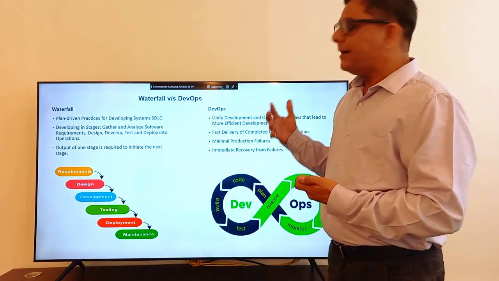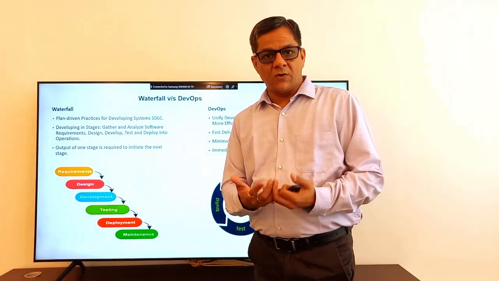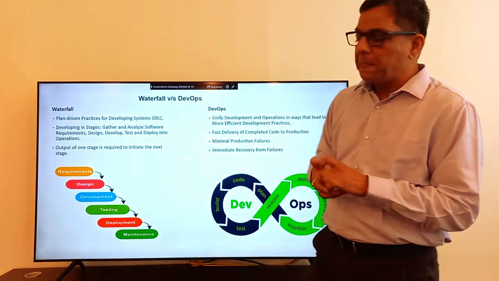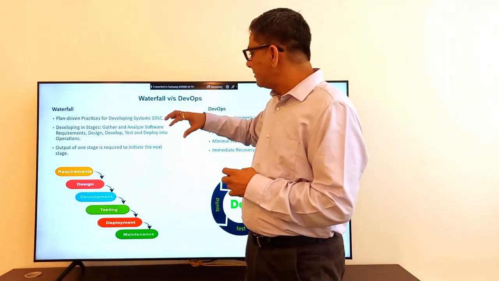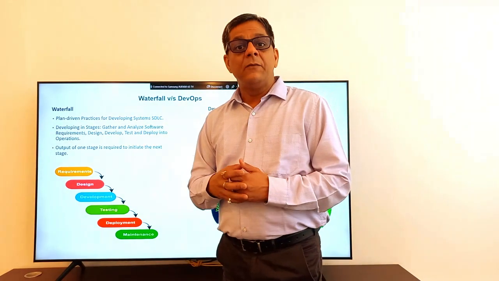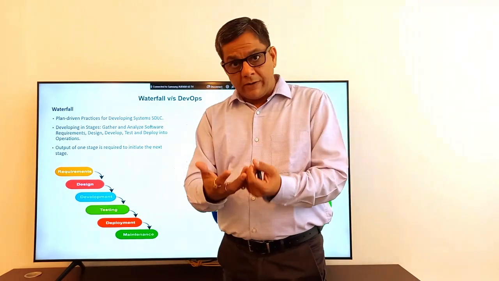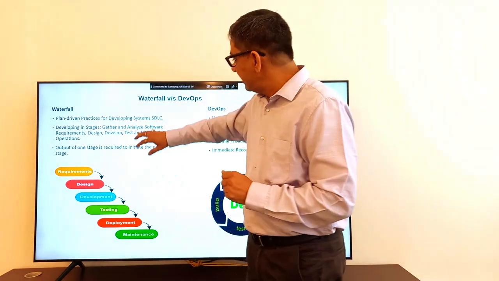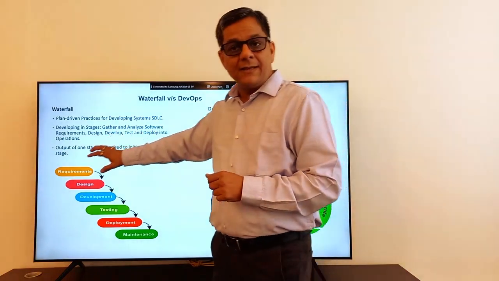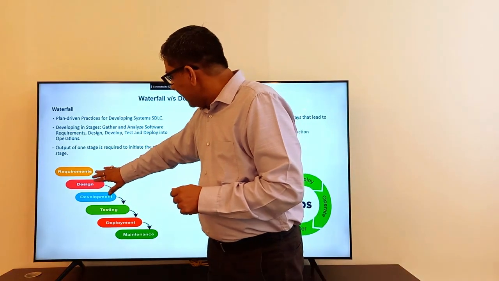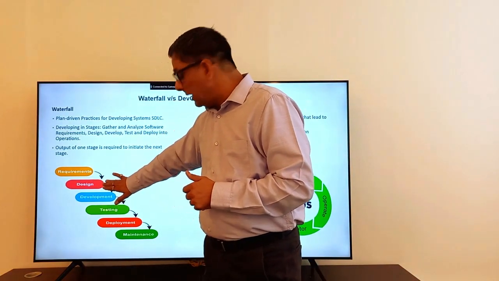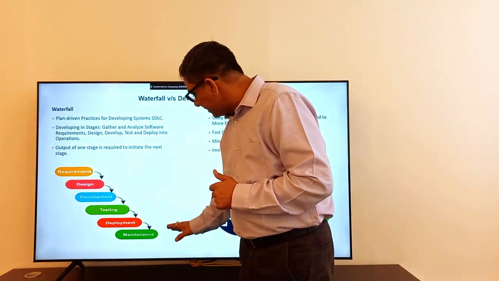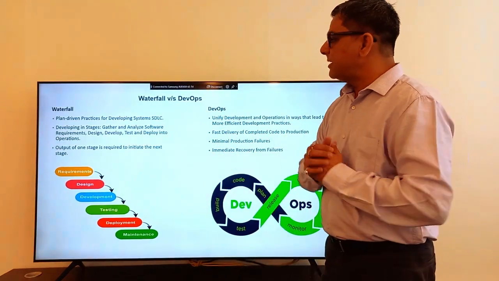There are two methodologies which are used for the software development lifecycle. One is the waterfall model, and the other one is DevOps. In the waterfall model, the team would gather and analyze the requirements, design it, develop it, and after all the testing is done, then they would roll out for the operations. Every stage is done independently, so the output of one stage becomes the input of the other stage, and that's how it rolls down. As you can see, it's like a waterfall, and that's why it's named waterfall.